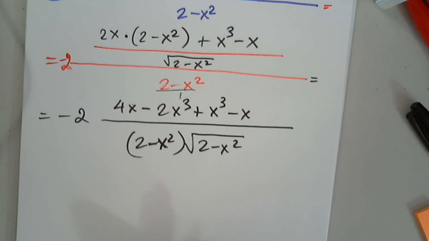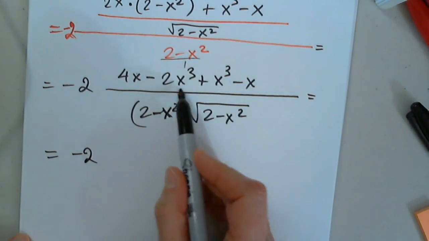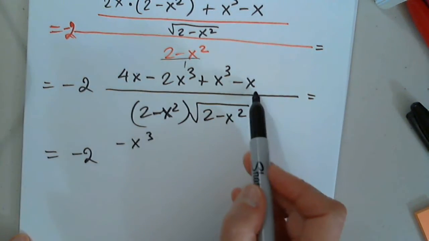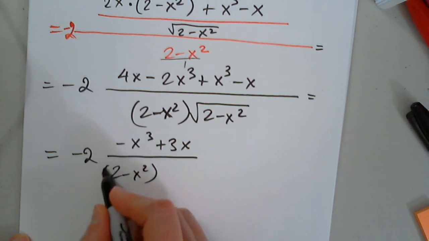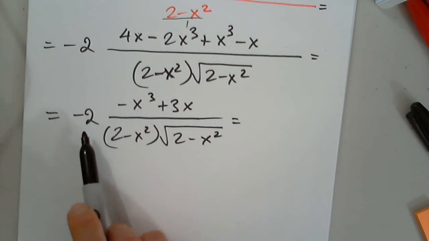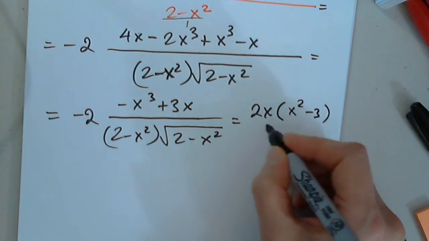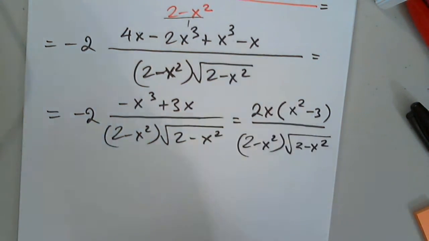Any questions so far before we continue? Anyone? I'm good. Okay. Let me know, stop me anytime. So negative 2, so now in correct order, negative 2x cubed, descending order. So this is negative x cubed, and 4x minus x is positive 3x, over 2 minus x squared and the square root of 2 minus x squared. So of course I'm going to factor out negative x, so that would be a 2x in front, and an x squared minus 3 over 2 minus x squared, the square root of 2 minus x squared.